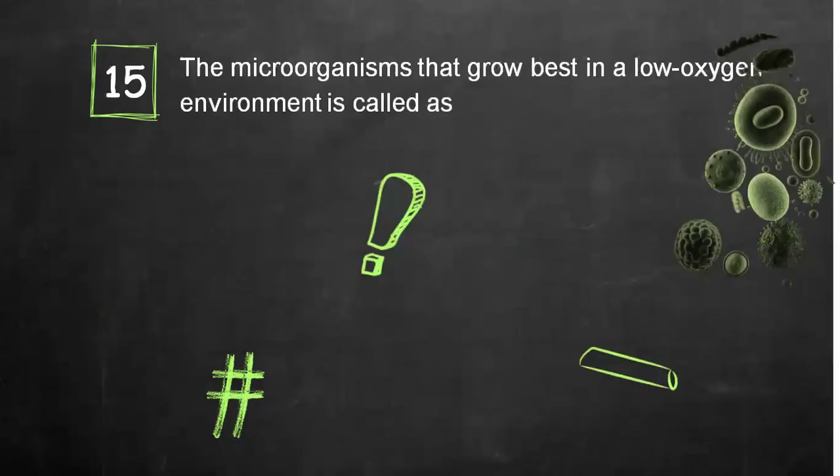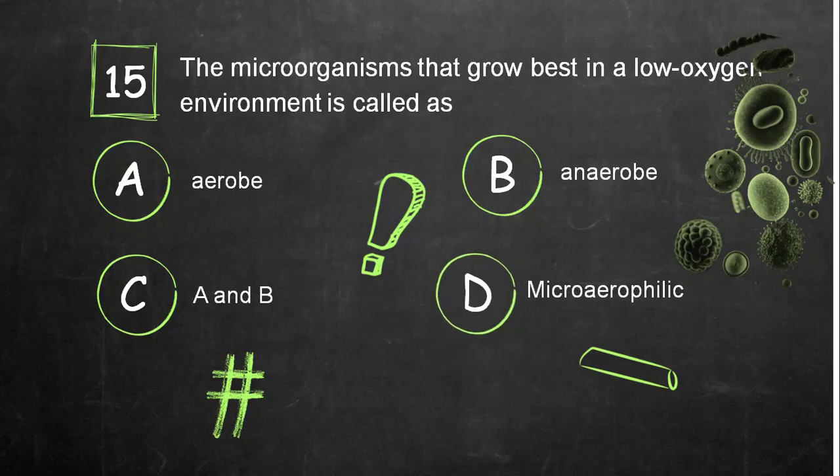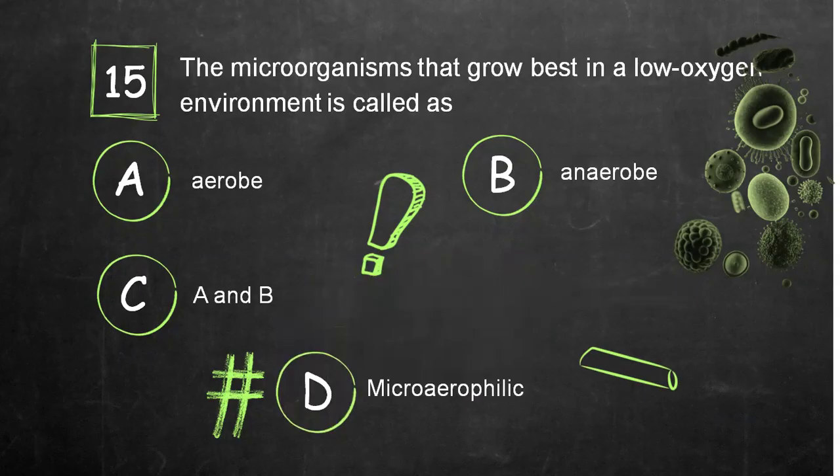Next question, the microorganisms that grow best in a low oxygen environment are called, which means the bacteria require a minute amount of oxygen. Option A, aerobe. Option B, anaerobe. Option C, A and B, that is aerobe and anaerobe. Option D, microaerophilic. Here the right answer is option D, microaerophilic. So microaerophiles require a minute or low amount of oxygen.